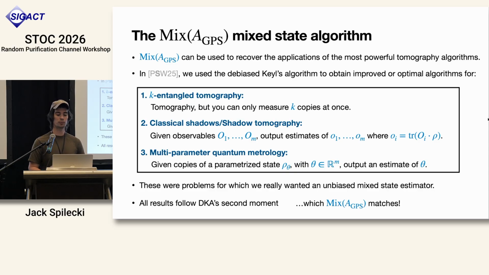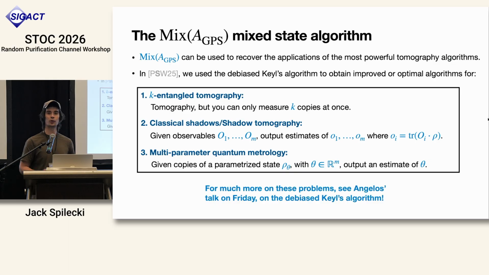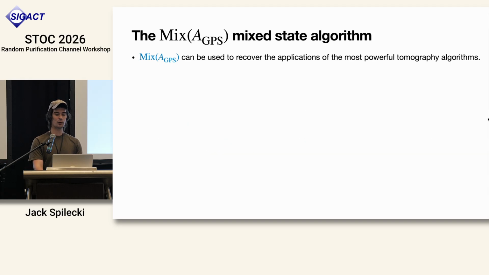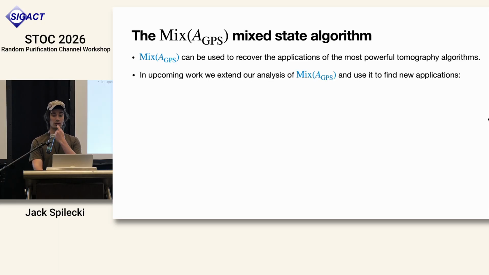Okay, so despite me talking up how much simpler mix of GPS is relative to debias-Cowles, I still think debias-Cowles is a very cool algorithm, and Angelos will be talking about it on Friday. And you should check out that talk. He'll go into more depth about all of these problems and the particular algorithms that we use once we have an unbiased estimator. Okay. So I've talked about some existing applications. Let me talk about some new ones.